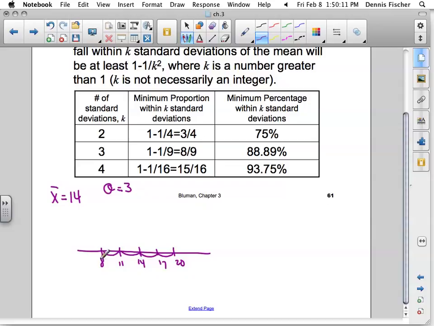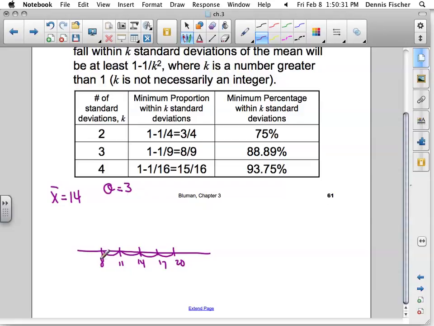If I looked at all my data sets, let's say I had 100 values, 75% of them approximately will be between 8 and 20. That's what this rule says. 75% are going to be within 2 standard deviations. So they're within 8 and 20 on this range.